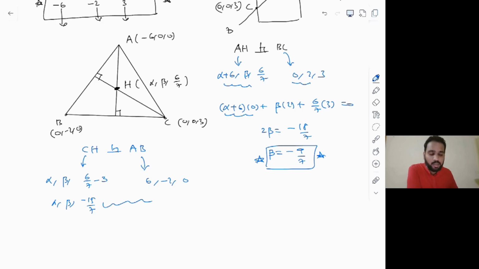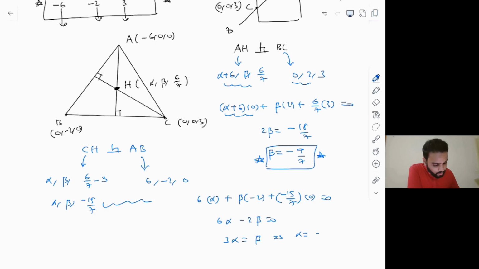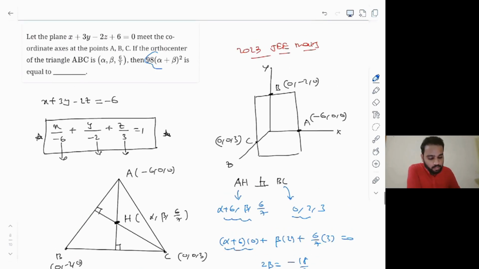Once again, these two straight lines are perpendicular to each other. So let's apply the condition a1 into a2, that is 6 into alpha, plus beta into minus 2, plus minus 15 by 7 into 0, equals 0. Finally we get 6 alpha minus 2 beta equals 0, which gives 3 alpha equals beta. But we already know beta is minus 9 by 7, which gives alpha as minus 3 by 7. Once we know the values of alpha and beta, we can find whatever is asked in the question. I hope you can do the remaining calculation part.